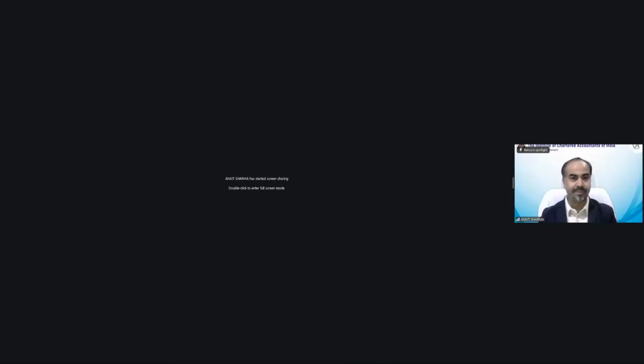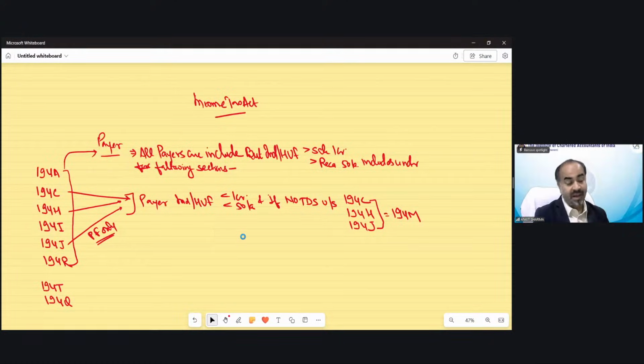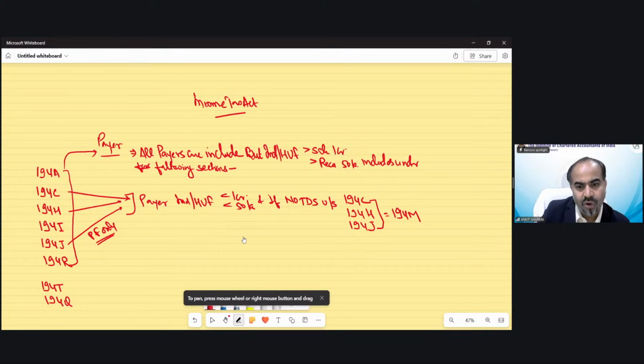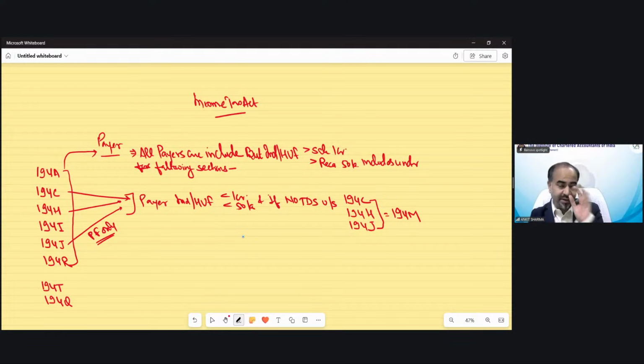Now let me give you an example of the different payers under the TDS concept. In the last session, I told you that there are 4 or 5 important things in each TDS section: the payer, the payee, the amount limit, the rate of TDS, and certain exceptions. For those 5 points, I have made certain notes to help you understand what kind of payers are included in different sections of TDS. That will remove the problem of having to remember which payer has been included in which section.